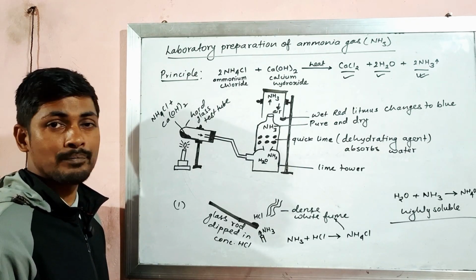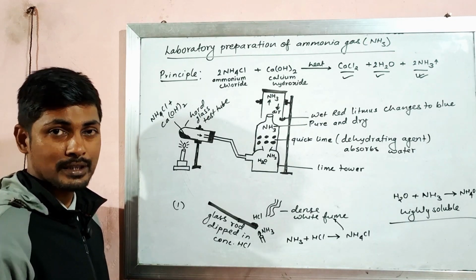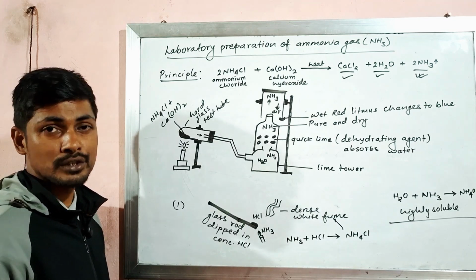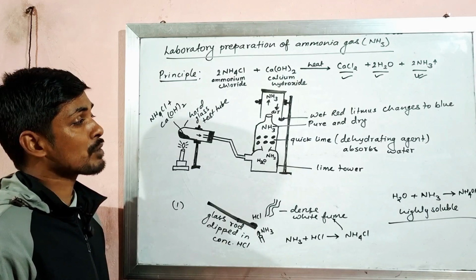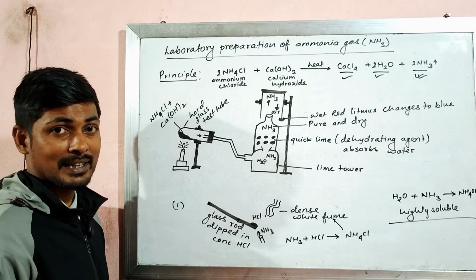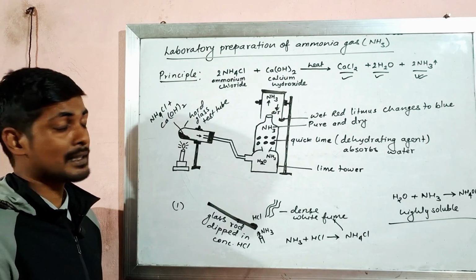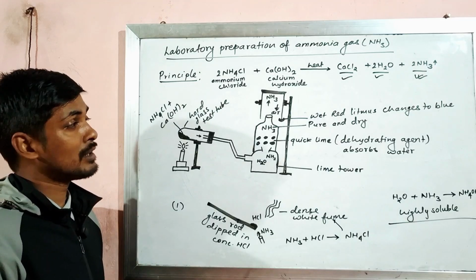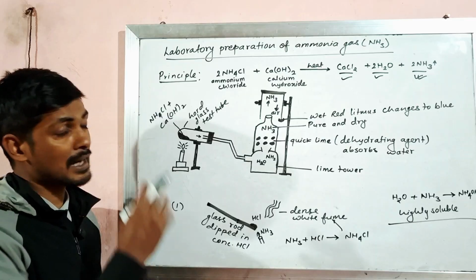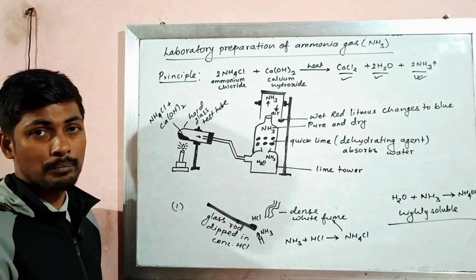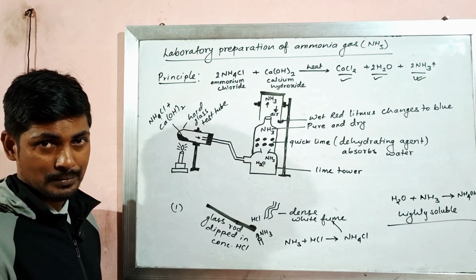Sometimes it is also called the rotten egg smell. When an egg kept in our house gets rotten, then we get a smell. That smell is similar to the ammonia gas. So we also call it rotten egg smell. If we talk about the second property, it has a rotten egg smell. Then this ammonia gas is lighter than air, so it goes up. Another physical property is it is highly soluble in water.